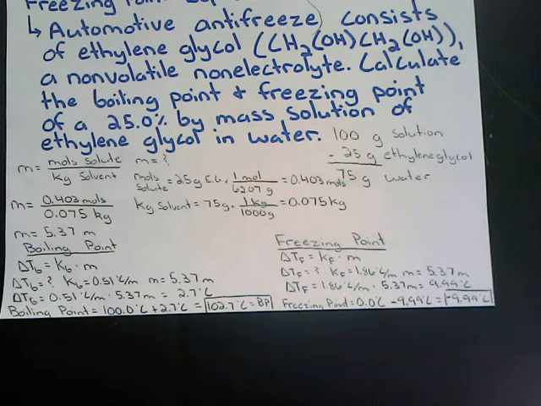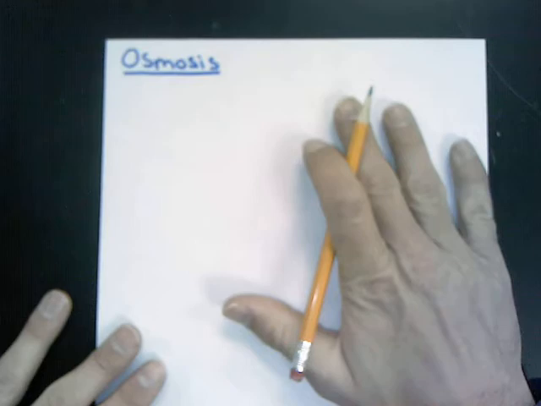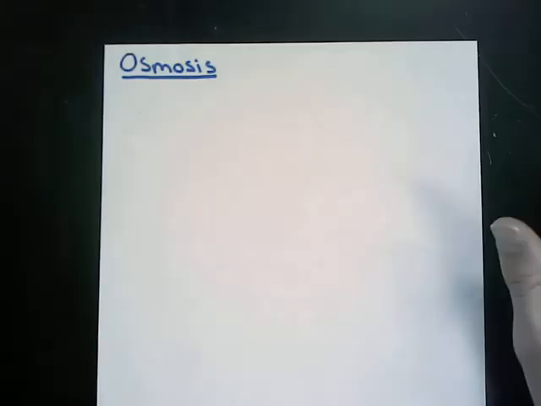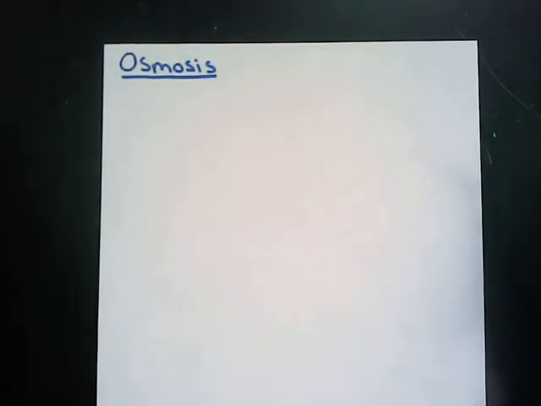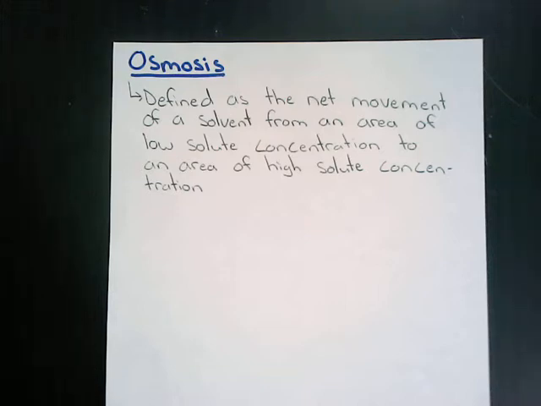Now what we can talk about is the fourth and final colligative property, and that colligative property is known as osmosis. So osmosis is defined as the net movement of a solvent from an area of low solute concentration to an area of high solute concentration. Now, this is a biological term, and osmosis occurs in a system with a semi-permeable membrane.